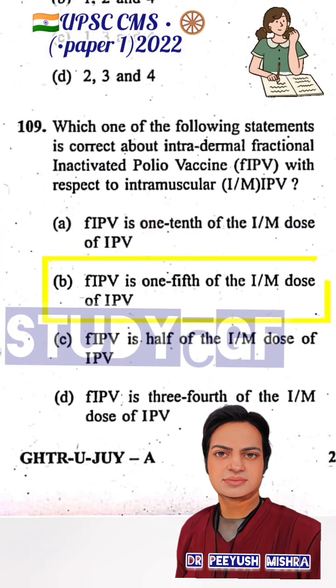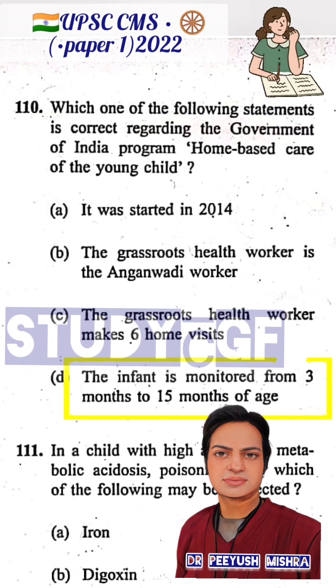Which one of the following statements is correct about intradermal fractional inactivated polio vaccine, fIPV, with respect to intramuscular IPV? fIPV is 1/5 of the IM dose of IPV. Which one of the following statements is correct regarding the Government of India program home-based care of the young child? The infant is monitored from 3 months to 15 months of age.